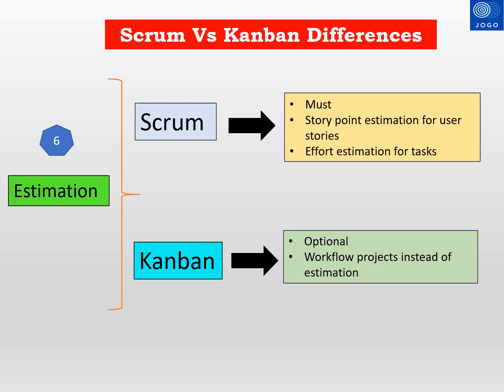The sixth comparison is about estimation done in Scrum and Kanban. User stories will be estimated by story points in Scrum. Task will be estimated in hours in Scrum. In Kanban, workflow projection is used instead of estimation. There is no estimation methodology recommended in Kanban.